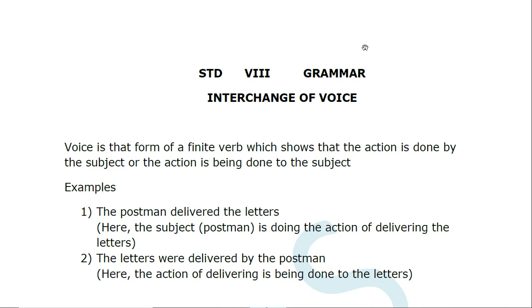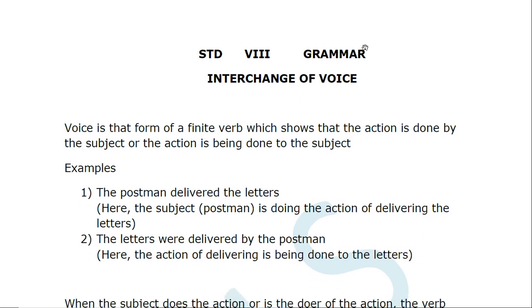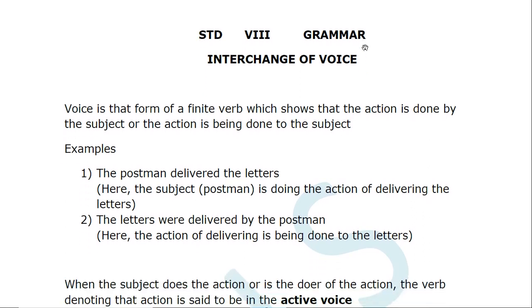Today we begin with the second lesson in grammar, that is interchange of voice. And I'm sure you're familiar with this because I have taught you all this last year. But still I will explain and try my best to make it even easier for you all. So I hope you all are ready.